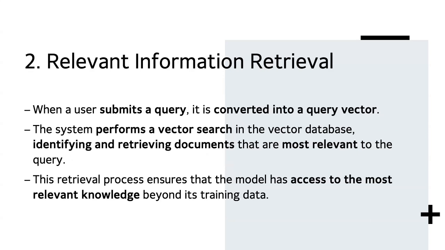And the second step is relevant information retrieval. When a user submits a query, it is converted into a query vector. The system performs a vector search in the vector database, identifying and retrieving documents that are most relevant to the query. This retrieval process ensures that the model has access to the most relevant knowledge beyond its training data.